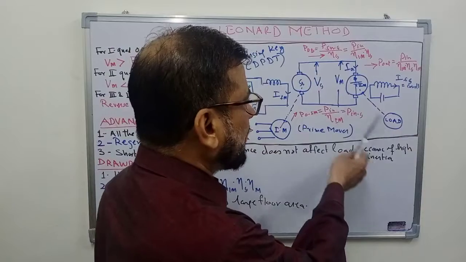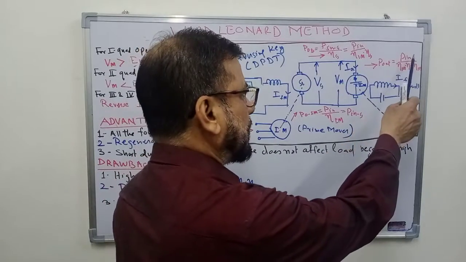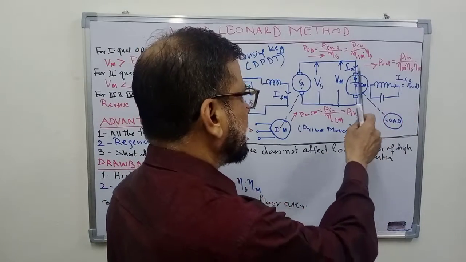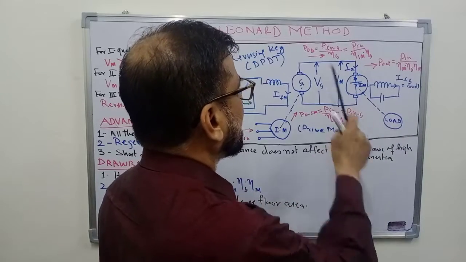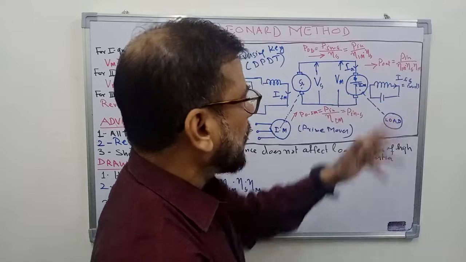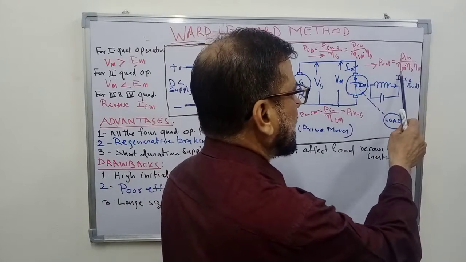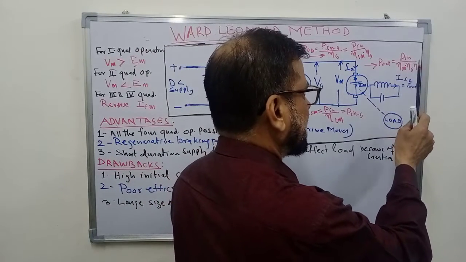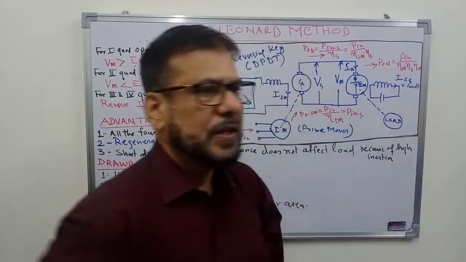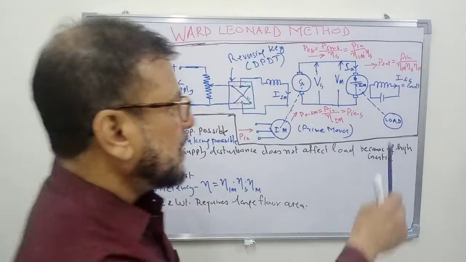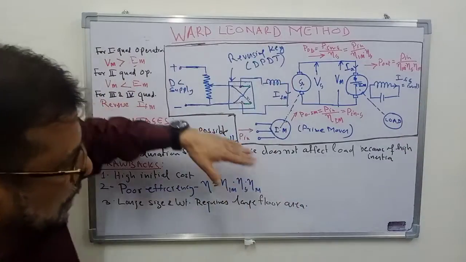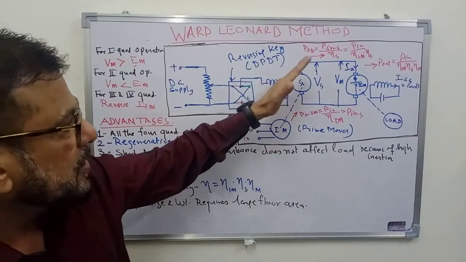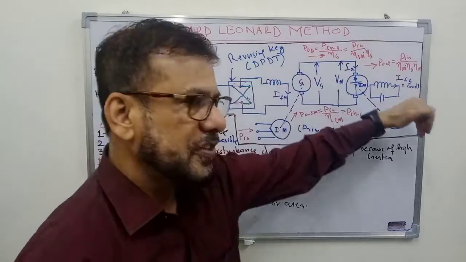So the output power here will be the input power divided by the efficiency of this motor. Overall, it will come as P in upon the efficiency of the induction motor, the efficiency of the DC generator, and the efficiency of the DC motor. So the efficiency of the system will be the product of the efficiencies of the three machines. Power flows through this machine, then this machine, then this machine, and then finally reaches the load.